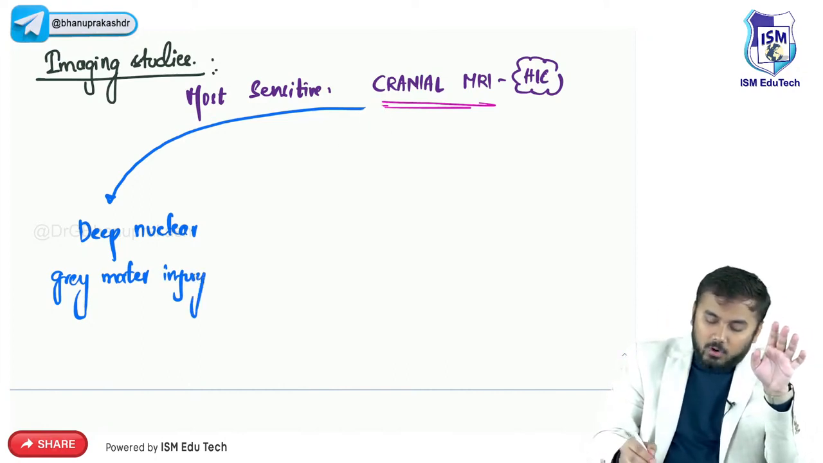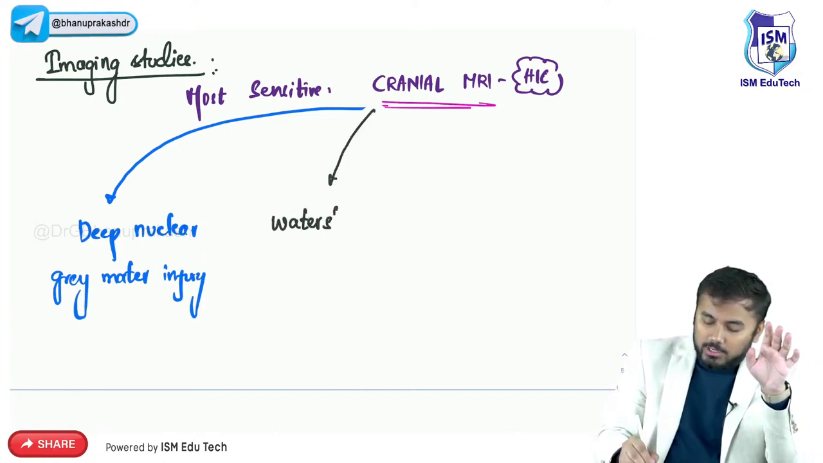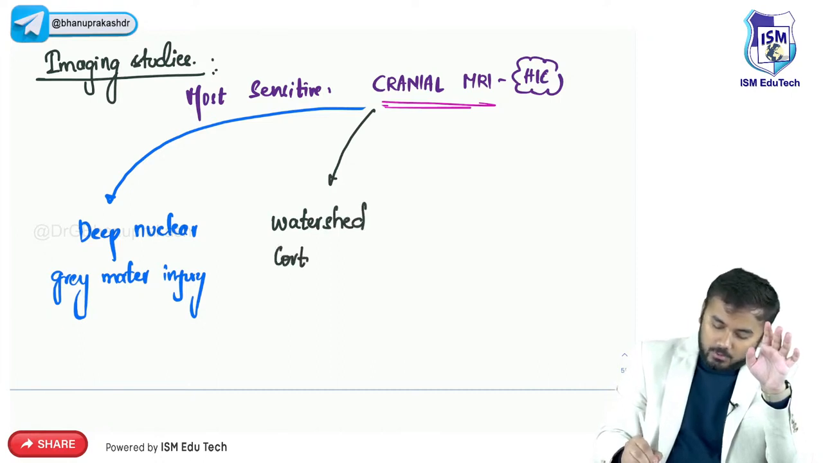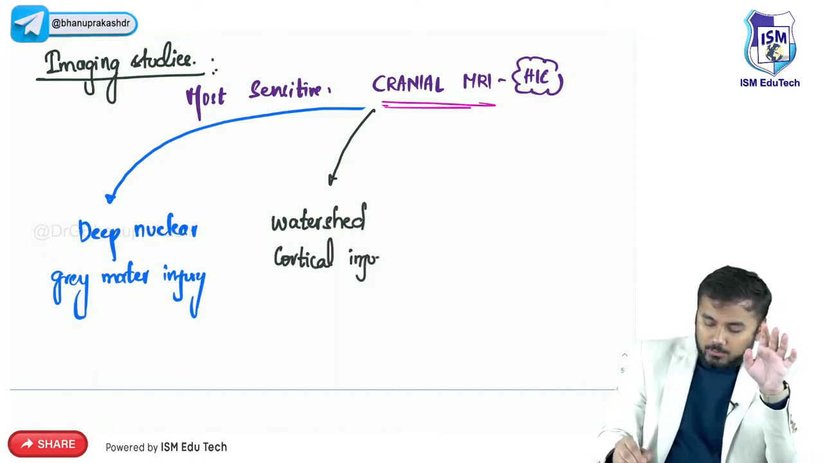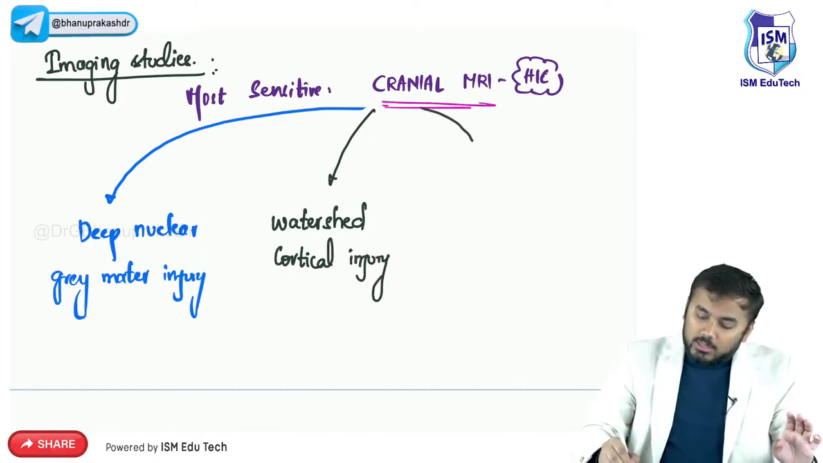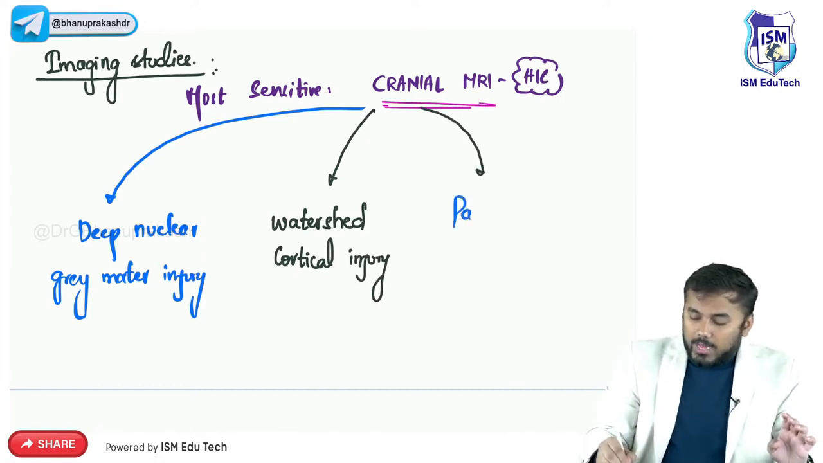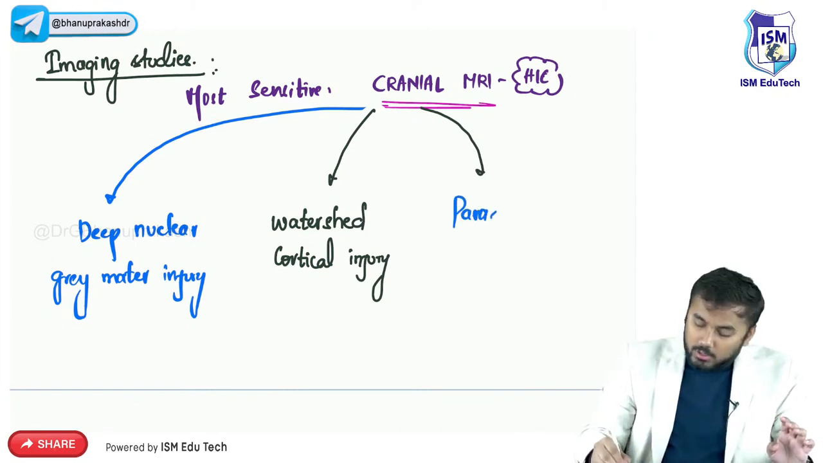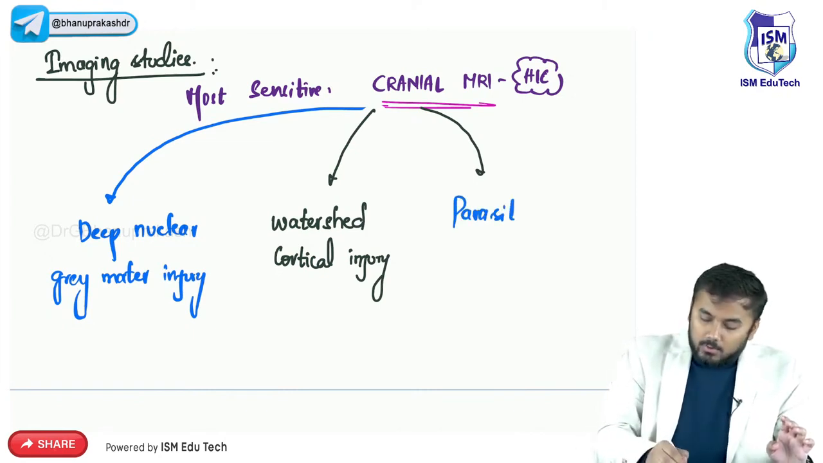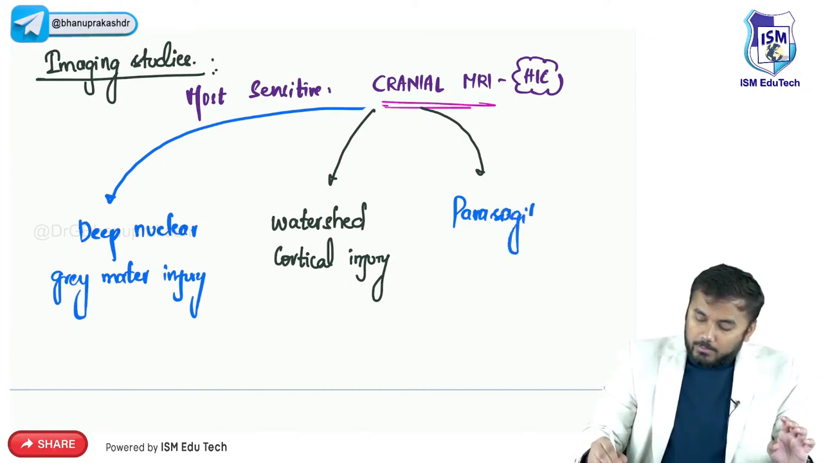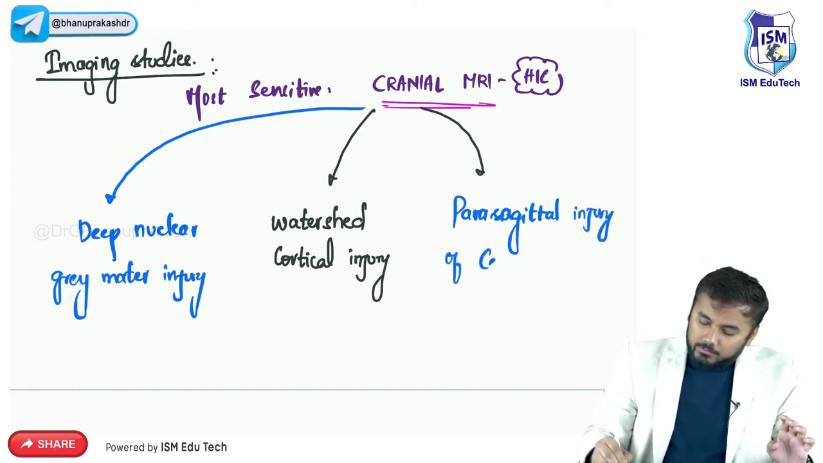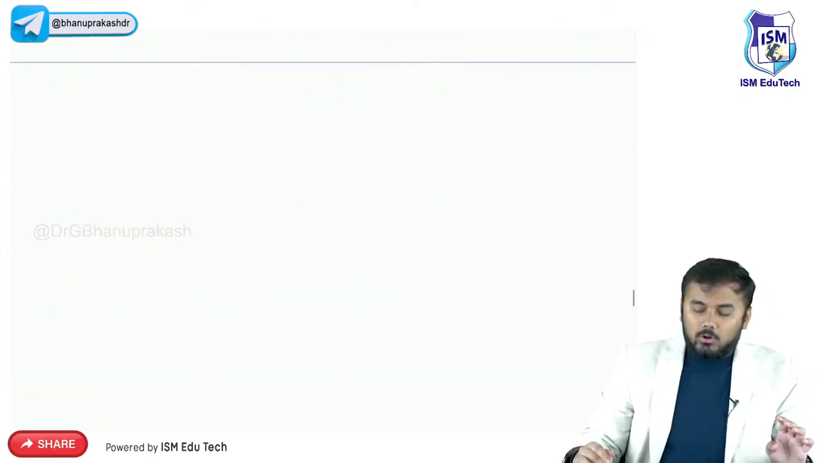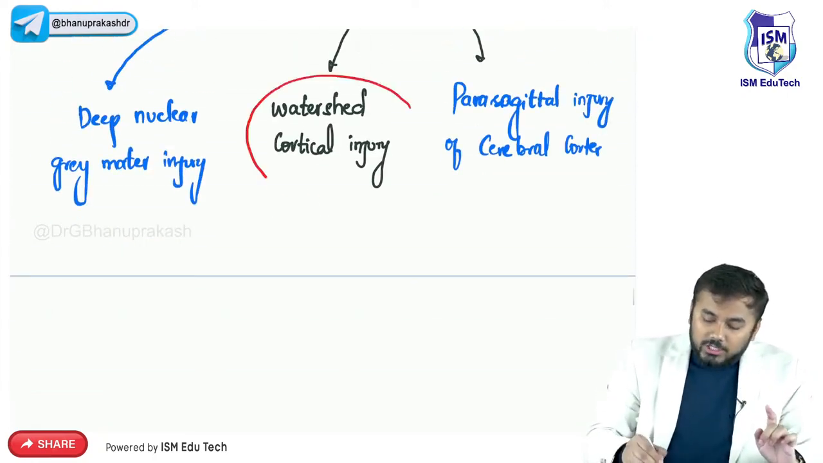Okay, what is the second finding you see? The second finding you see is watershed cortical injury. I will explain what is watershed and what is cortical injury. And the third finding is called parasagittal injury of the cerebral cortex. Just listen to whatever I'm telling now. I know you're not understanding this. First we shall discuss watershed cortical injury.